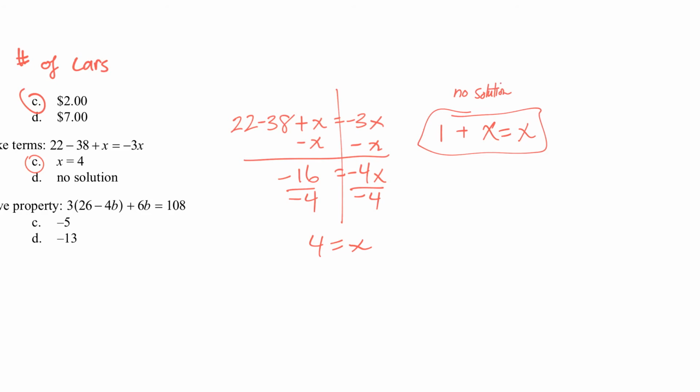When you have the same value of x on both sides of the equal sign, and say if x equals x, or 2x equals 2x, or 8x equals 8x, and then you add something to it, that's not going to work ever.